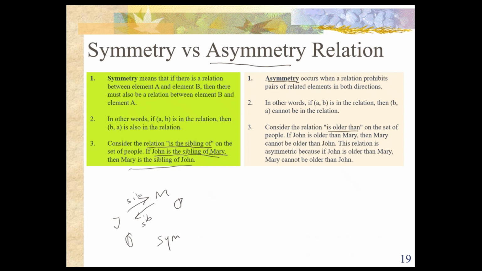Now let's look at the daily example of an asymmetric relation. Let's look at the relation older than. Still the same set of elements, John and Mary. John being the older brother. John is older than Mary. Can we say Mary is older than John? Cannot be, because if John is older than Mary, then Mary definitely is younger than John. It's not older than John. So you see, this relationship is only one way. John is older.